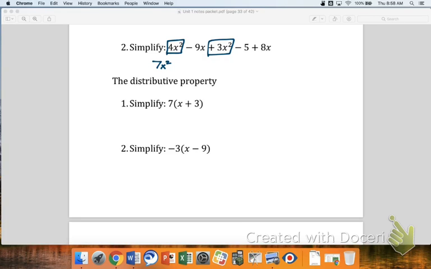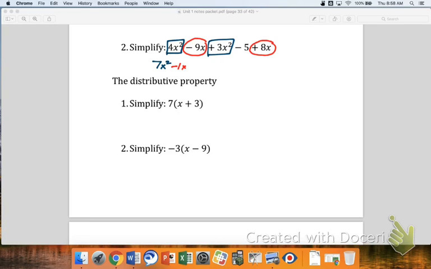And I think there are more like terms here. So for example, negative 9x is not like the negative 5 because the negative 5 doesn't have a variable with it, but negative 9x is like the positive 8x. They both have a variable of x. And so when I add these up, once again, I add the coefficients, leave the variable alone. Negative 9 plus 8 is negative 1, negative 1x.